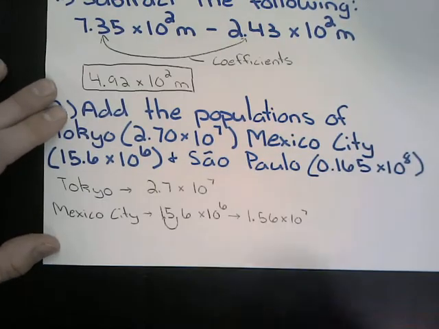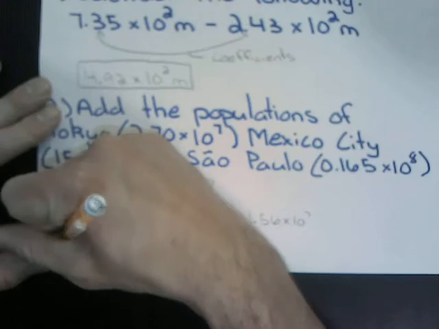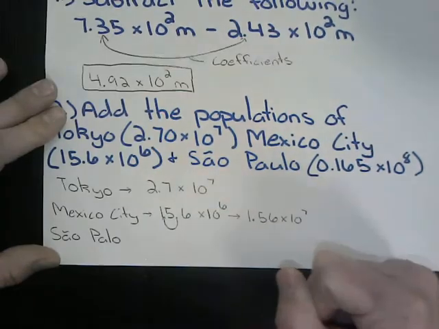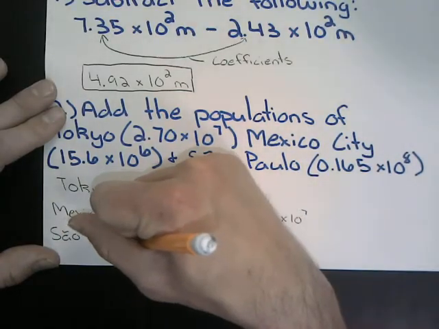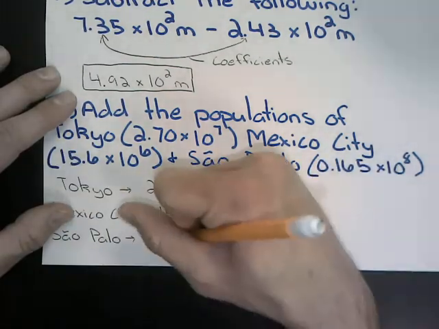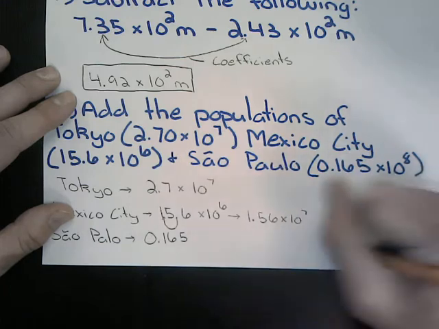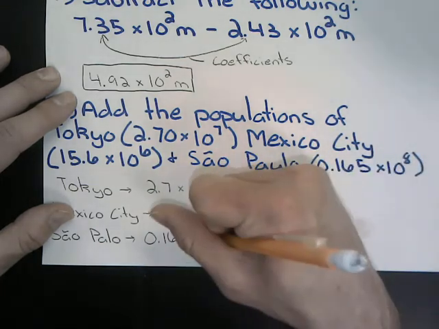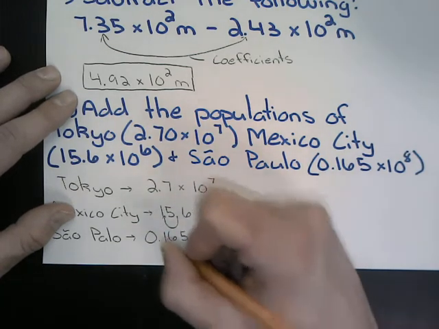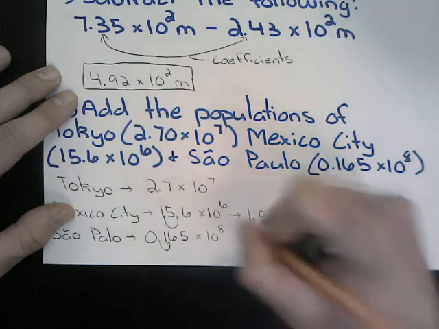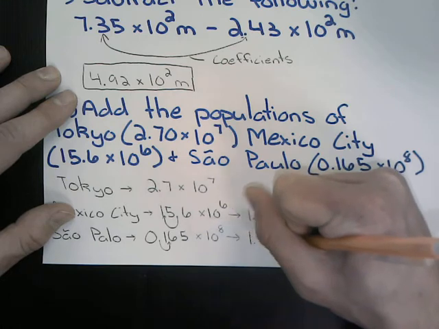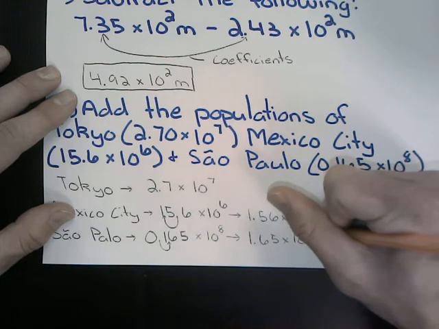Now Sao Paulo, Brazil, right now is at a population of 0.165 times 10 to the 8th. Again, we want to try to get the exponent to the 7th power. So what we do here is this. We start at the exponent and want to go down 1, so that means we move our decimal over 1. This gives us a population of 1.65 times 10 to the 7th.